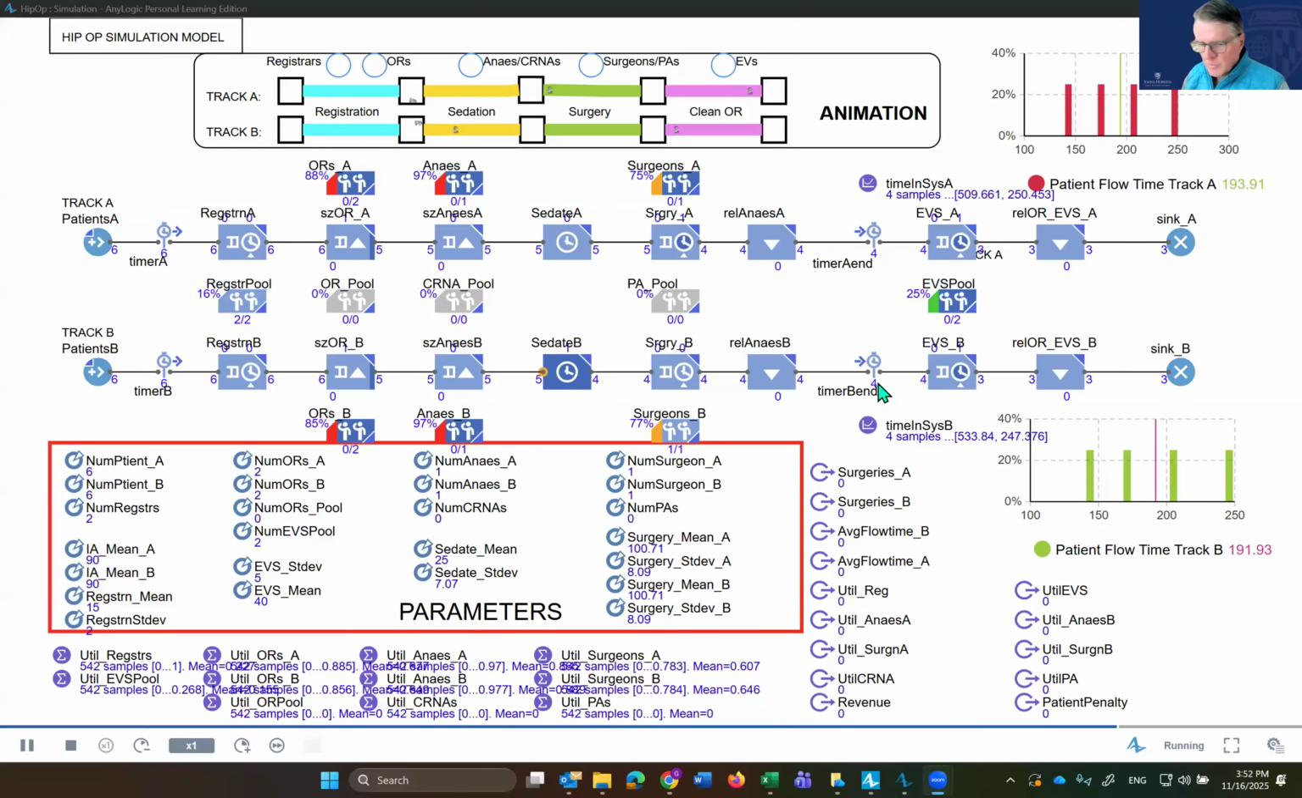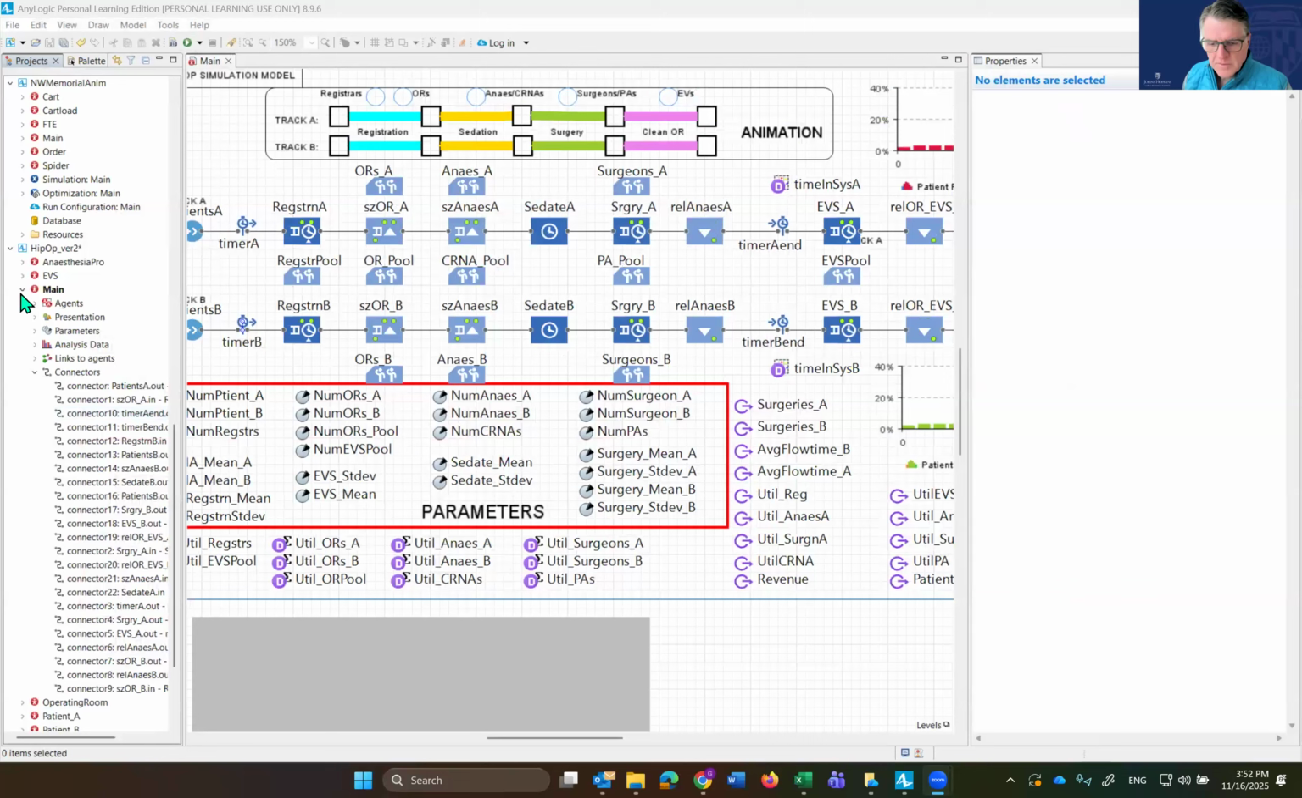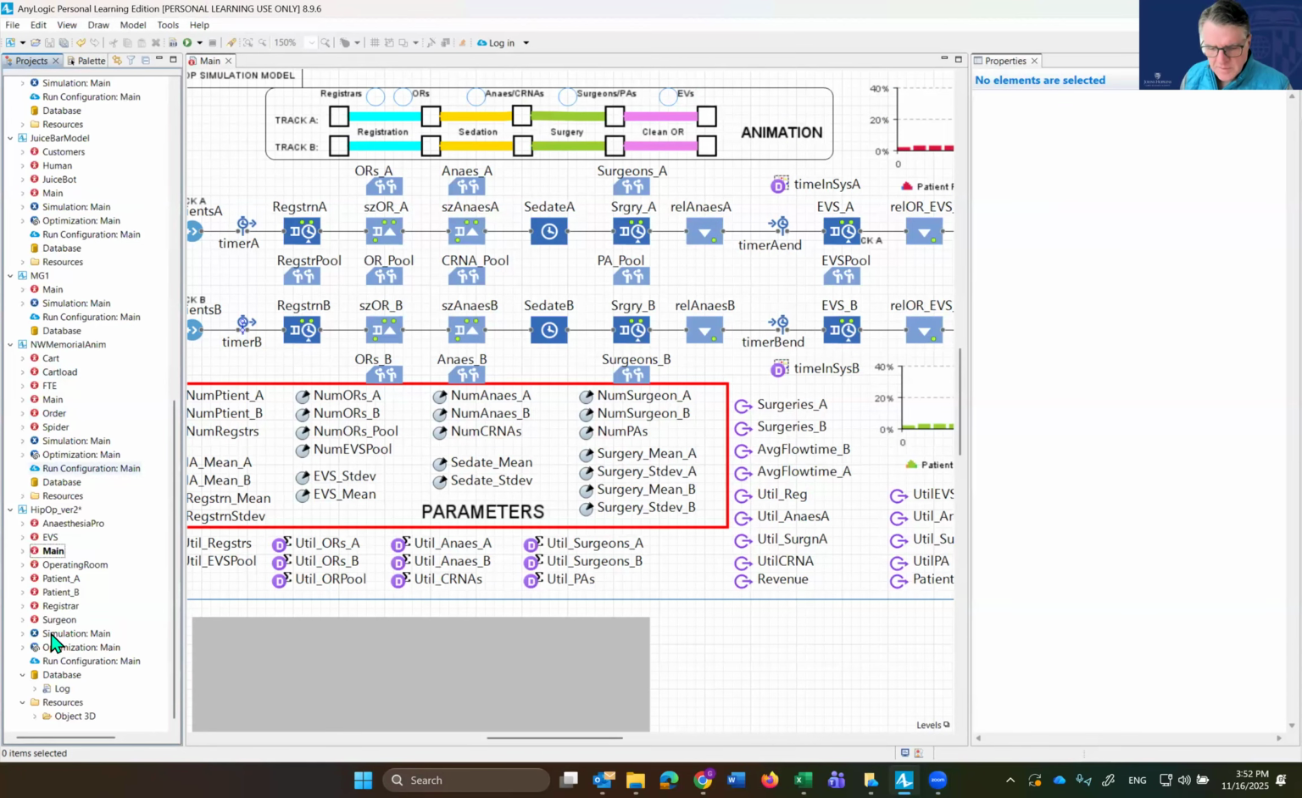Greetings. This is Graham Warren working with you on the current workflow of the hip hop case. This is our model. Going to look at the parameterization of this with you.